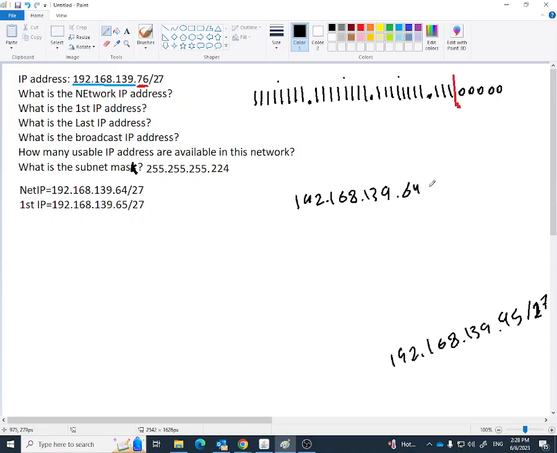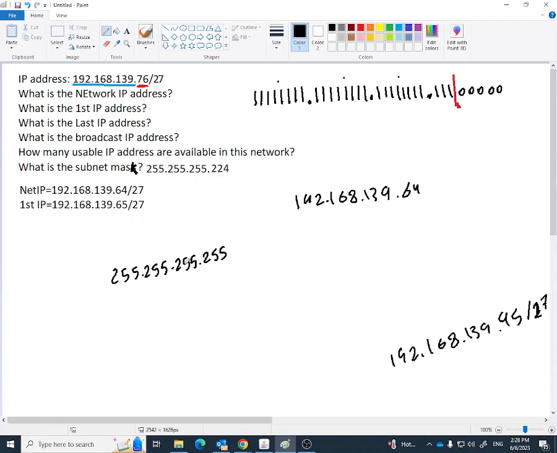192.168.139.64. And the prefix, you don't have to worry about the prefix. You can write it down here. You don't have to write it, actually. Now, what I'm going to do, I'm going to take this subnet mask as it is, and I'm going to subtract it from 255.255.255.255. Okay, so I subtract this number here from this number here.